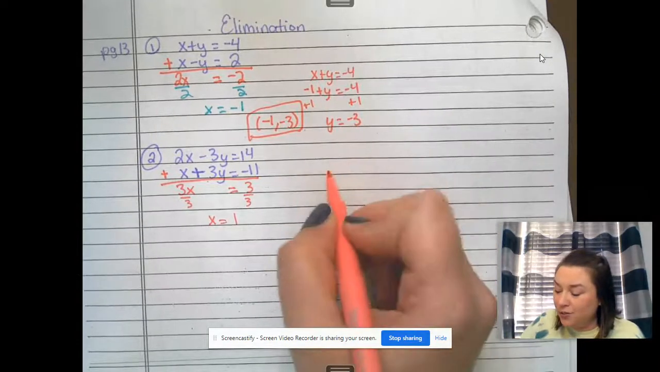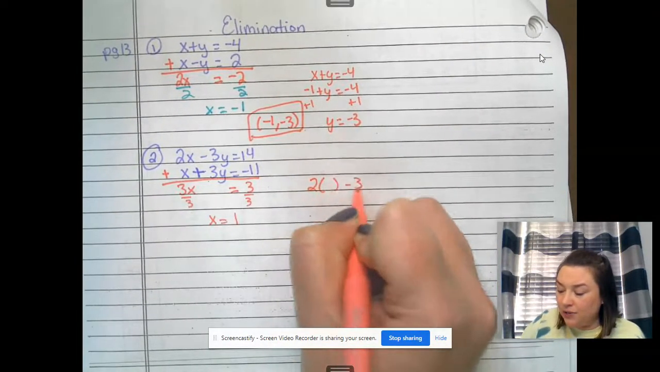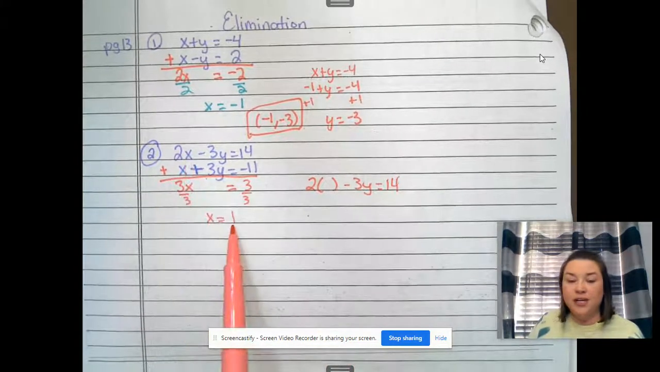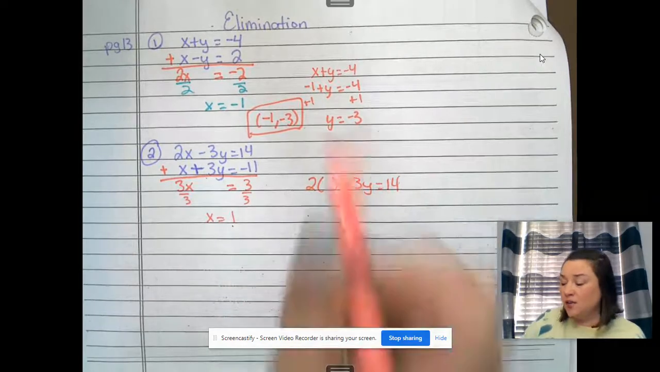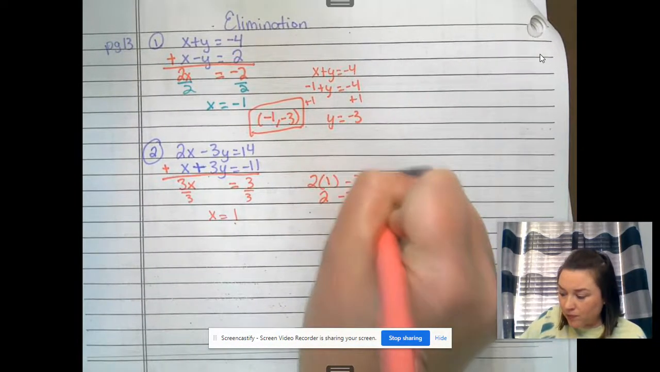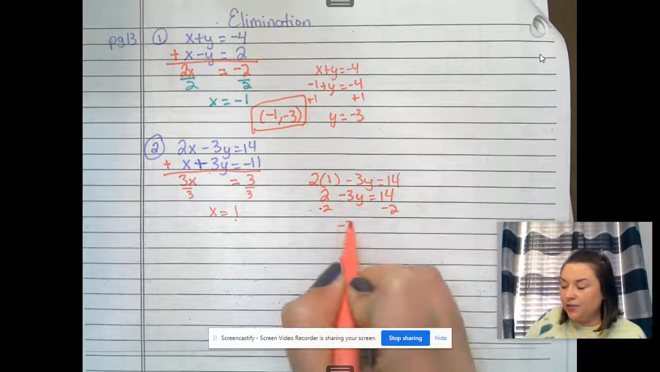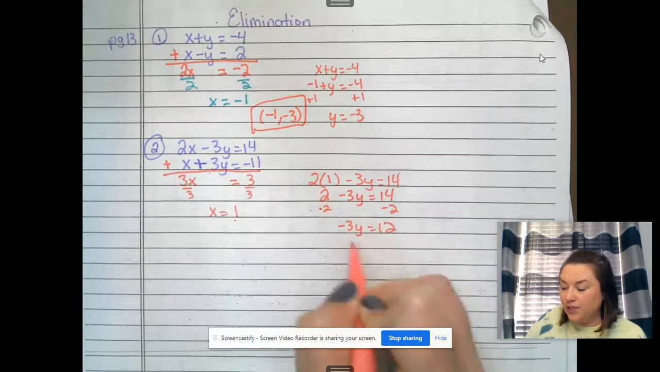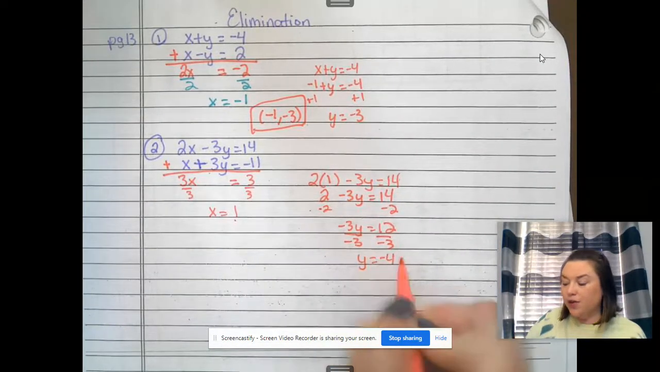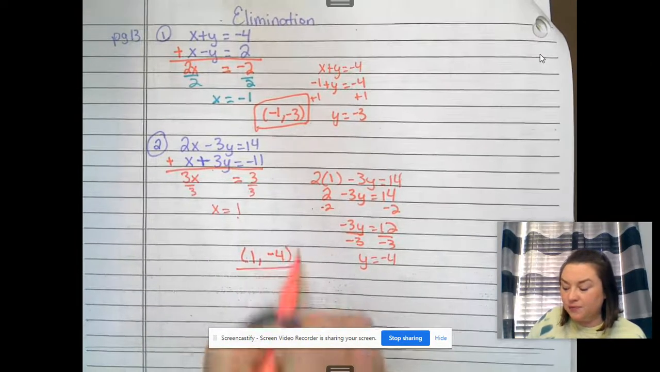So then I take either one of these. I'm going to go with the first one. 2x minus 3y equals 14. But instead of x, I'm going to put what x is equal to, which in this case is 1. So 2 times 1 is 2. Subtract 2 from both sides. I get -3y equals 12. Divide both sides by -3, and I get y equals -4. So the answer is 1, -4.